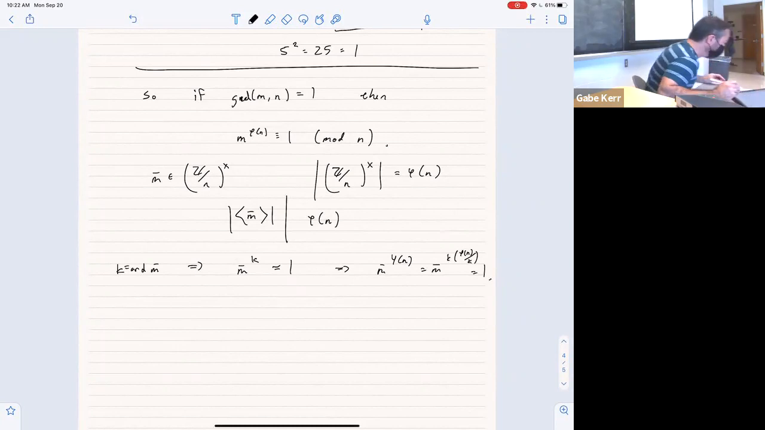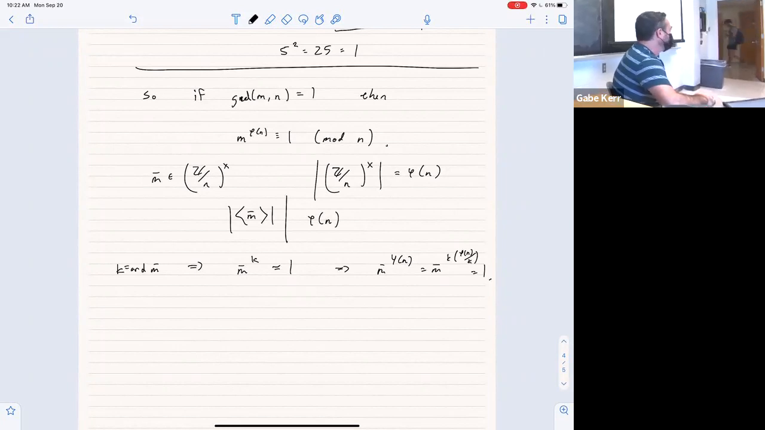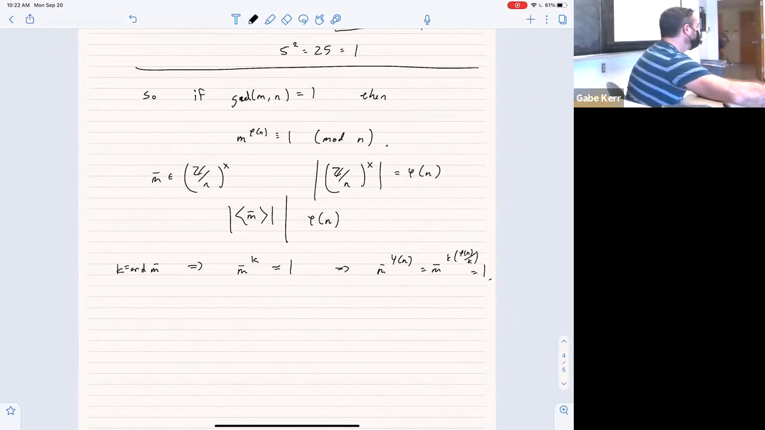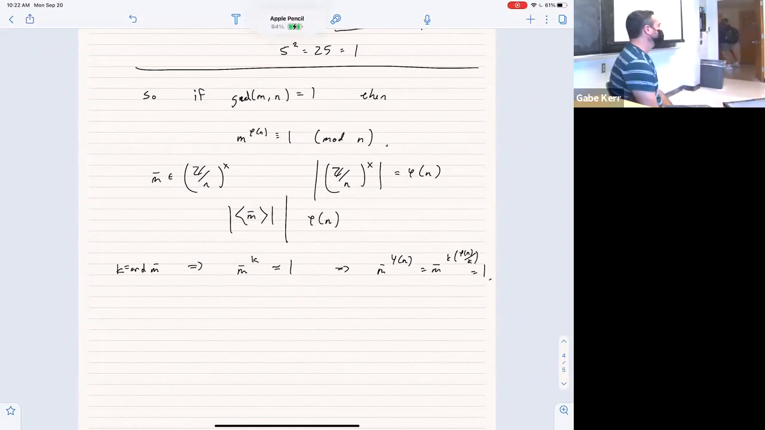So for example, if you look at something like 23 and you take it to the 4th power, it has remainder 1 when divided by 12. So you can start getting a bunch of nice numerical results right away from some of these basic group theory results.